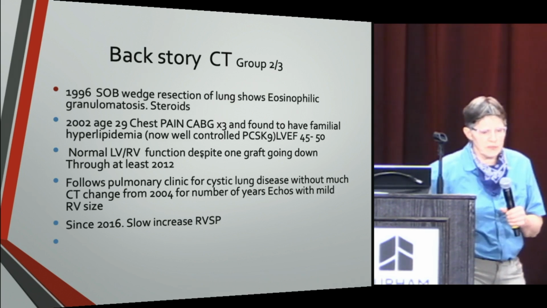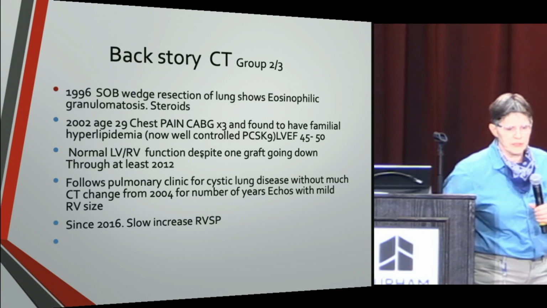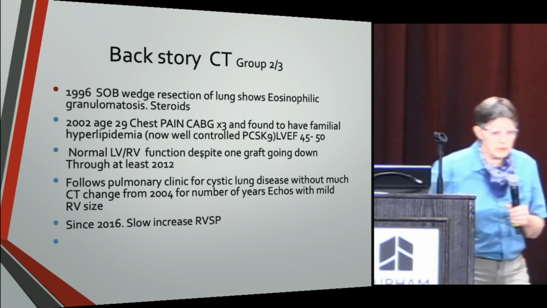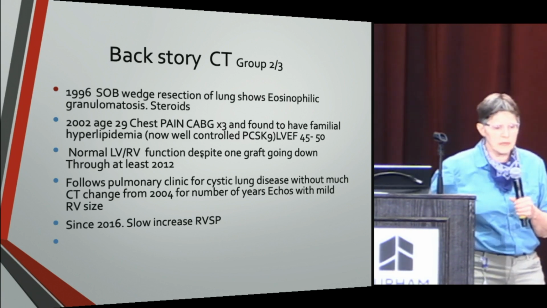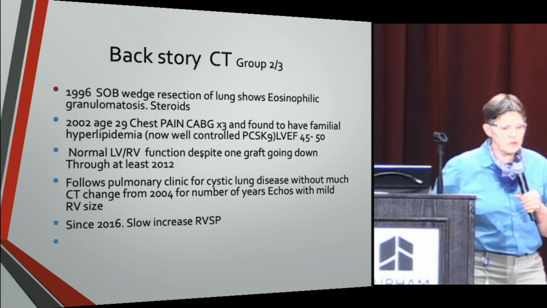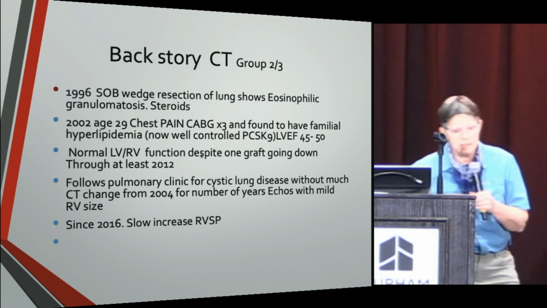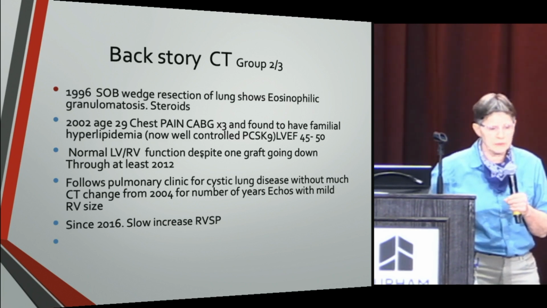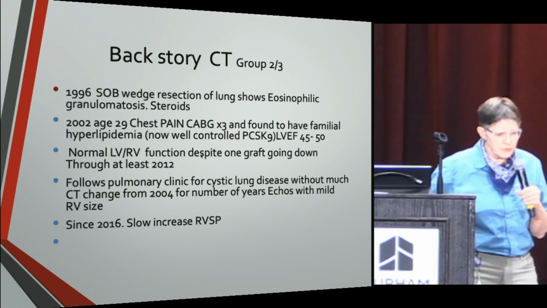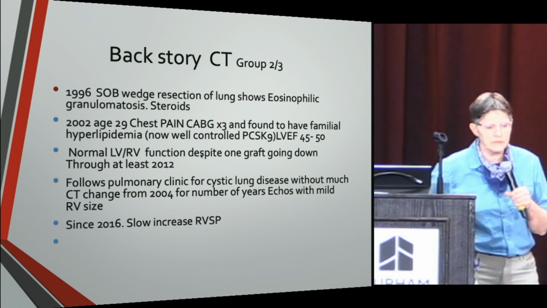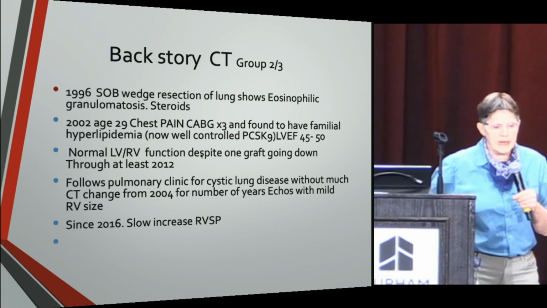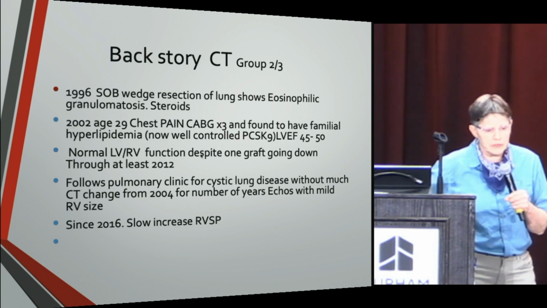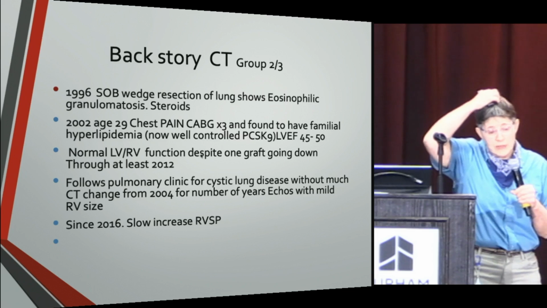So she is a very unlucky person. She got eosinophilic granulomatosis way back and was followed actually by Victapsen for a long time. At age 29, she had chest pain and had terrible coronary disease and a bypass, and was found to have familial hyperlipidemia. Subsequently, all of her siblings have had a bypass in their 30s. Despite that, for years she was followed in the cardiology clinic through at least 2012, with normal RV and LV.